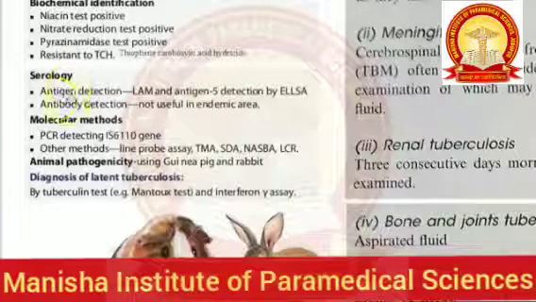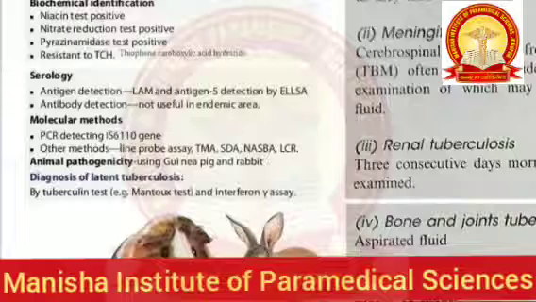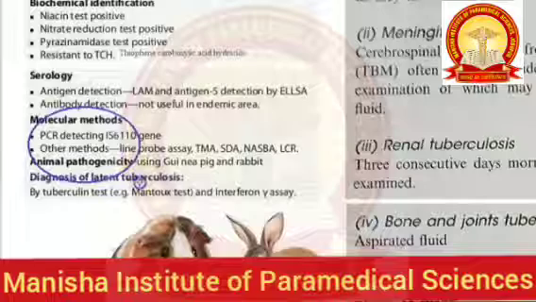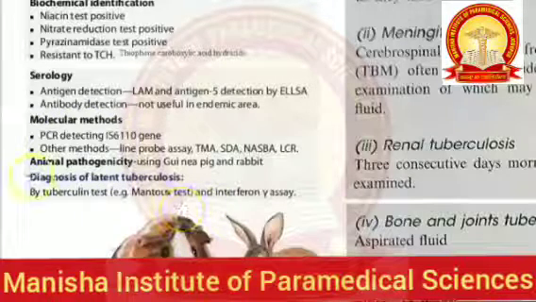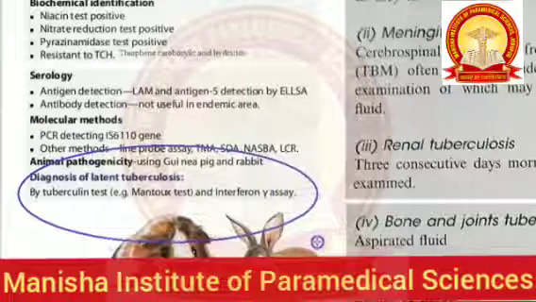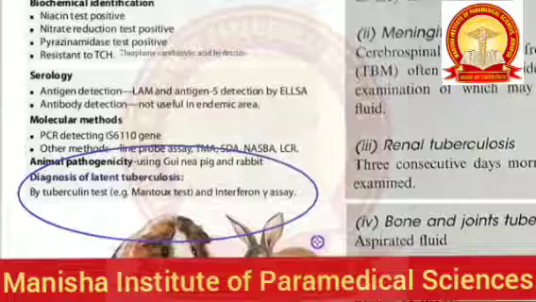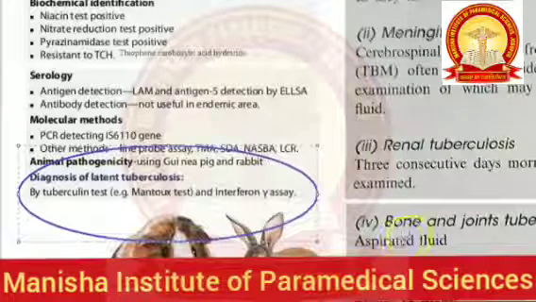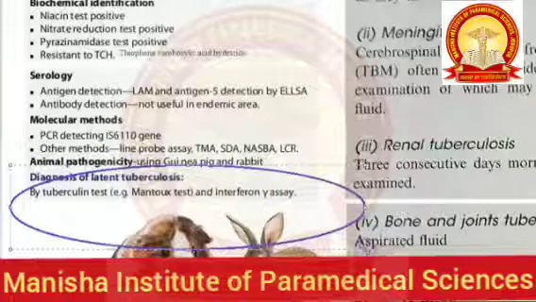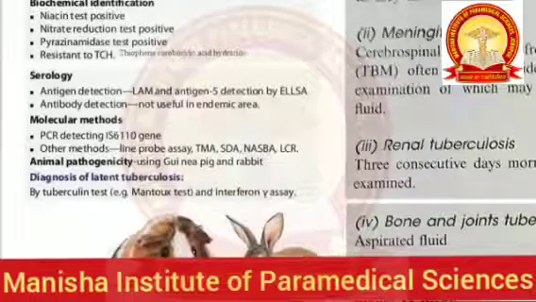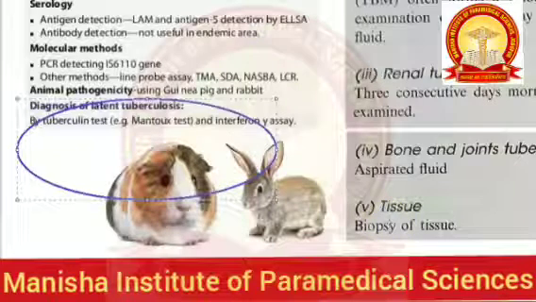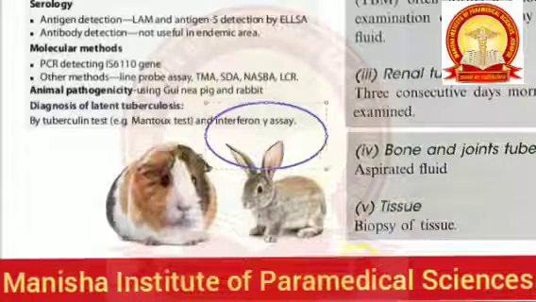Serology, you can do antigen detection or antibody detection, whichever you want. Then coming to molecular methods, you will write PCR. Then you can write typing, probably for all the exams. Then here you will see animal pathogenicity. You will do animal inoculation, guinea pig, rabbit, and you can diagnose latent tuberculosis by tuberculin test or Mantoux test or even interferon gamma assay.